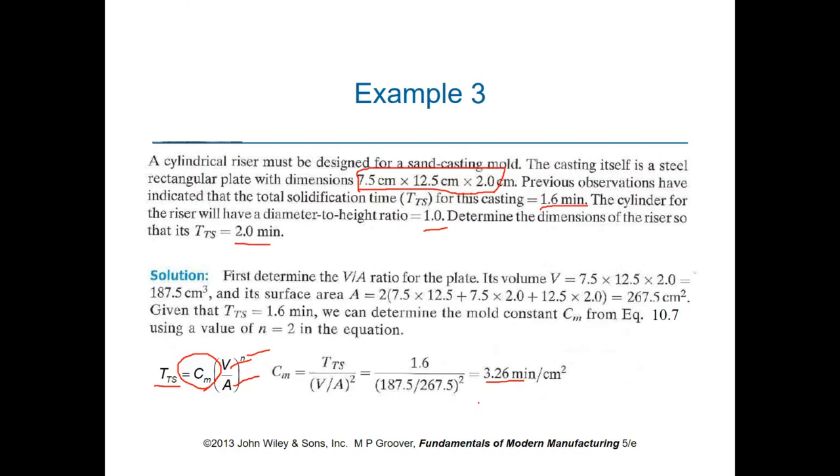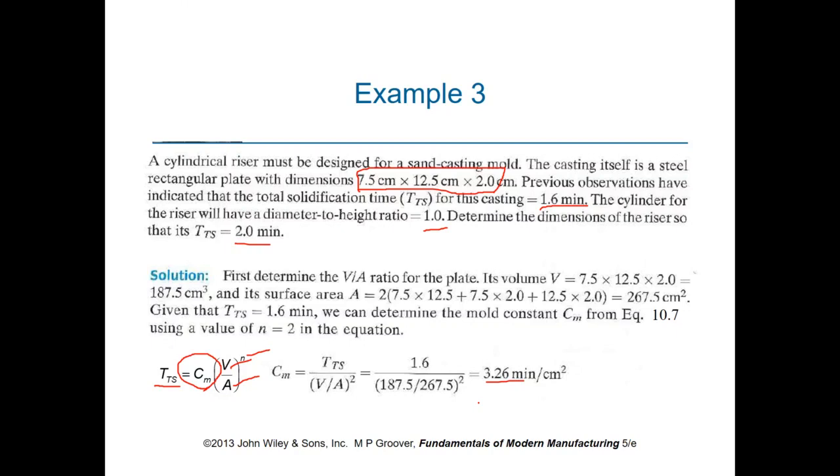Now, the next part of the problem is to compute the dimensions of the riser for producing this plate in a way that the ratio of diameter to height is equal to 1. Okay. Why is the riser cylindrical? The reason is that the V to A ratio is a very important parameter defining the solidification time. As the V to A ratio is greater, it means that the solidification time is greater.